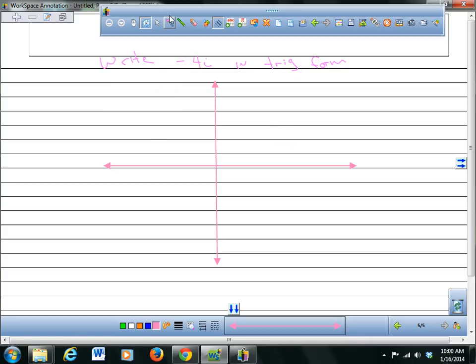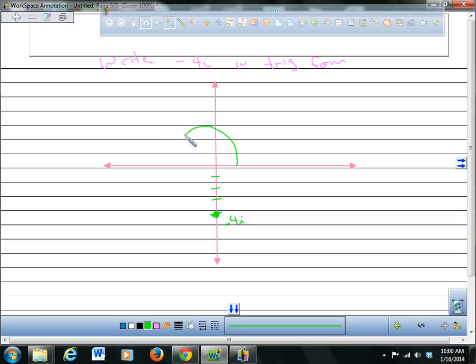Yeah, straight down 4, right? So I'm going to go straight down 4: 1, 2, 3, 4, and put a point there. So here's negative 4i. What angle do I need to turn through to get to here? 270 degrees. So that's my theta, right?